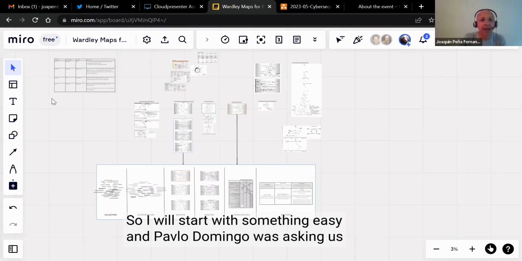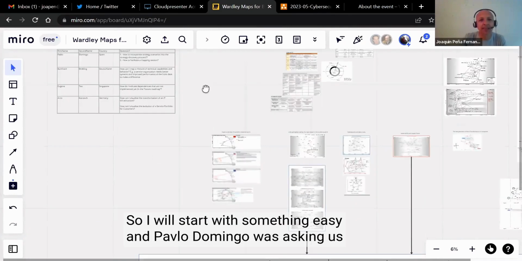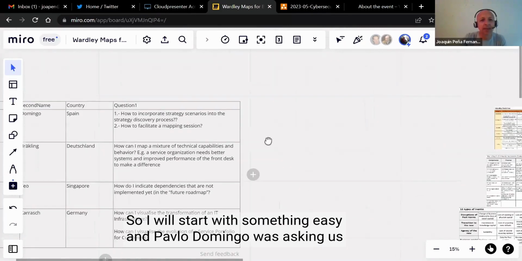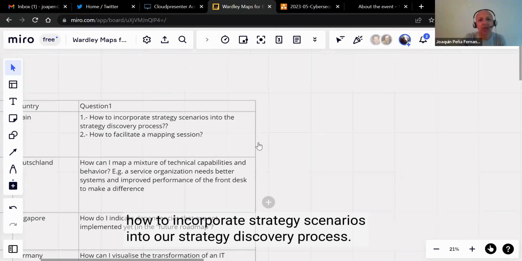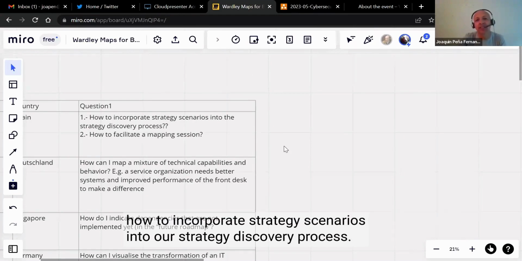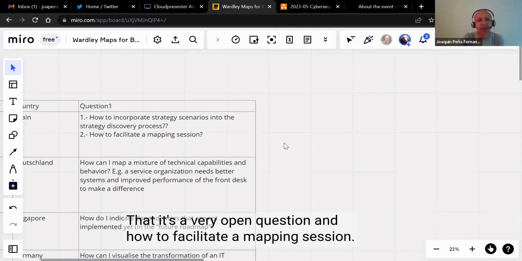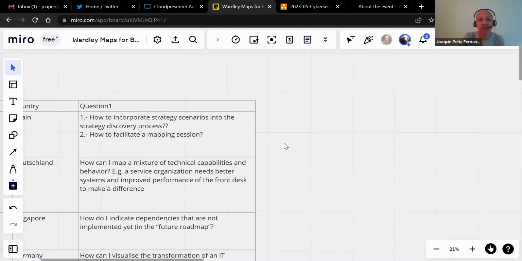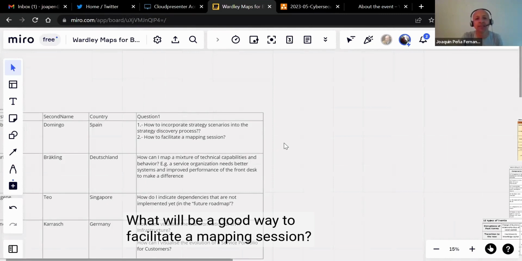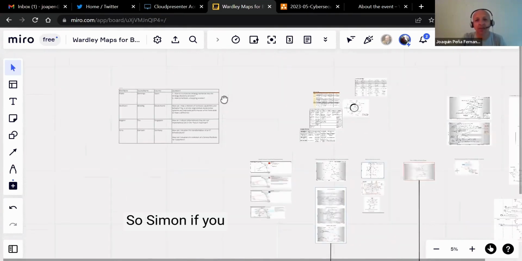So I will start with something easy. Pablo Domingo was asking us how to incorporate strategy scenarios into our strategy discovery process. That is a very open question, and how to facilitate a mapping session. What would be a good way to facilitate a mapping session? So, Simon, if you want.